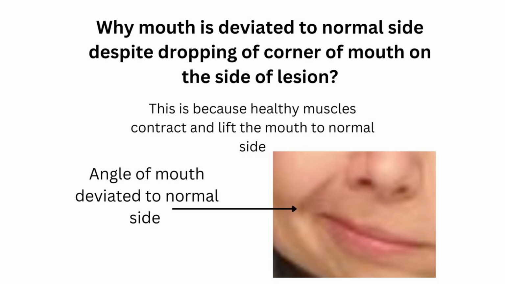Now the second question is why the angle of the mouth is deviated towards the normal side. This is because healthy muscles contract and lift the angle of the mouth towards its side.